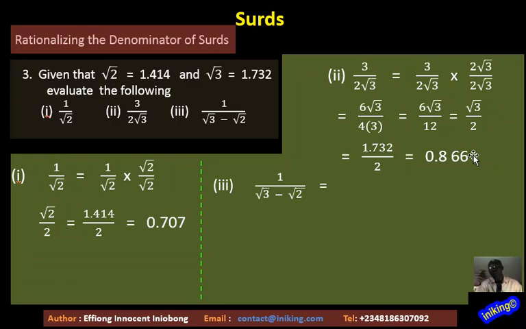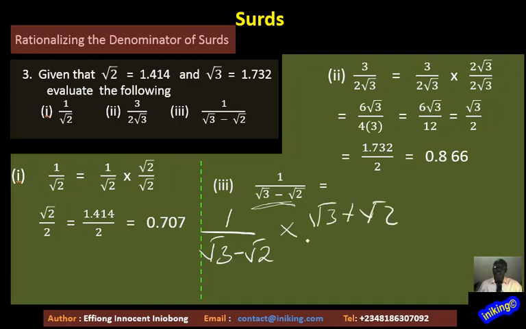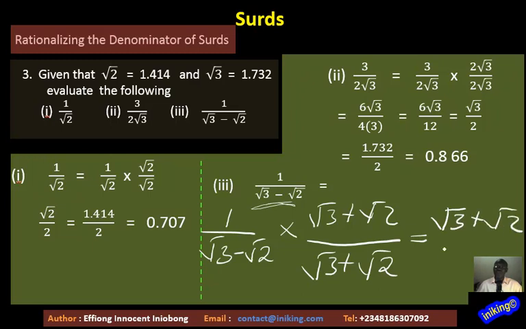Finally, 1 divided by root 3 minus root 2. Without being told, this is a composite expression. Our denominator is a composite expression, so we need the conjugate. So I'll say 1 all divided by root 3 minus root 2. I will have to multiply it by the conjugate, which is root 3 plus root 2, and also multiply the denominator by what? Root 3 plus root 2. The rest is history. 1 times up there will give me root 3 plus root 2.